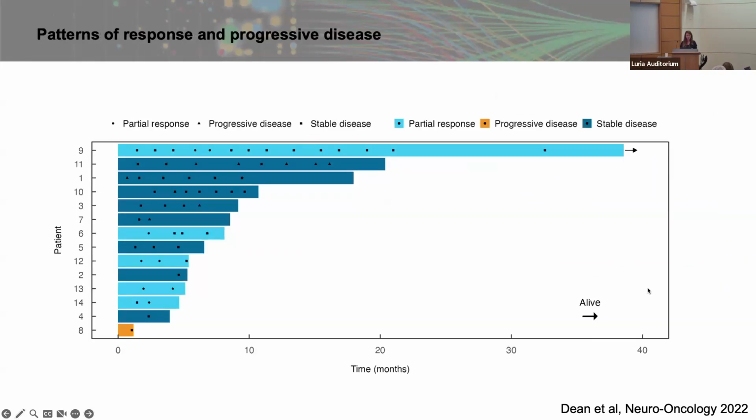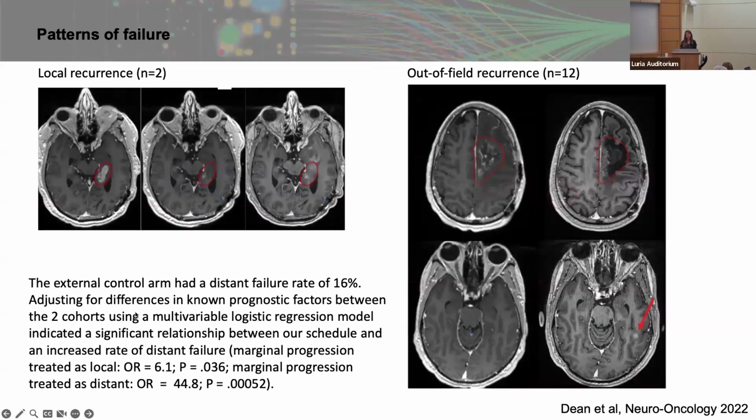Here are the patterns of response and progressive disease across our 14 patients. We had some that maintained a partial response for a pretty long time, and of course also patients that progressed very quickly. The most interesting finding were the patterns of failure within these patients, where in the external control arm, the RTOG-1205 trial, we had a distant failure rate of 16%. So almost everybody who recurred did so within the field of radiation.